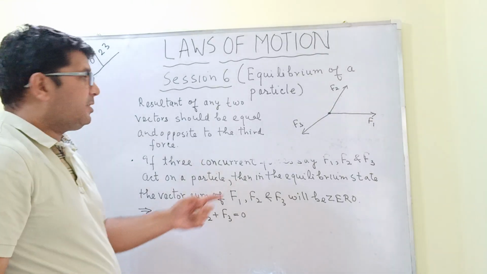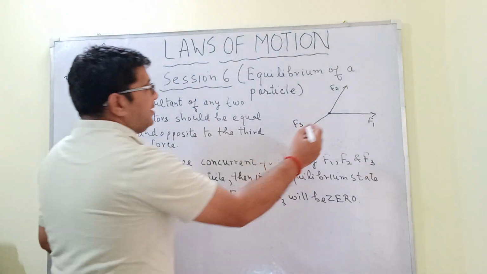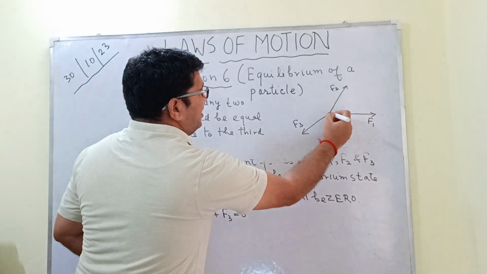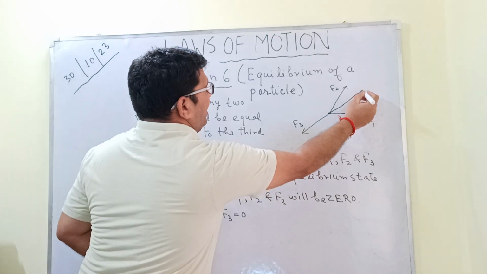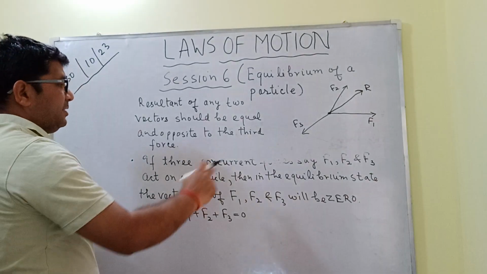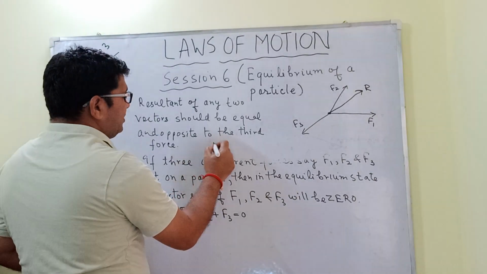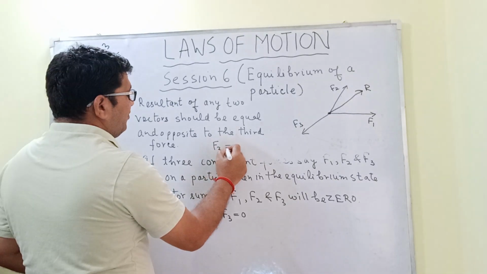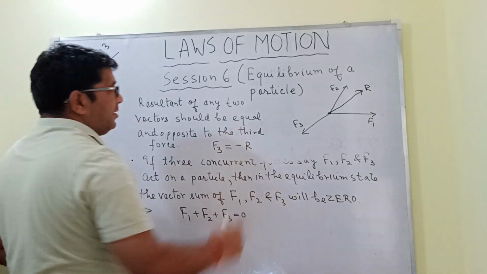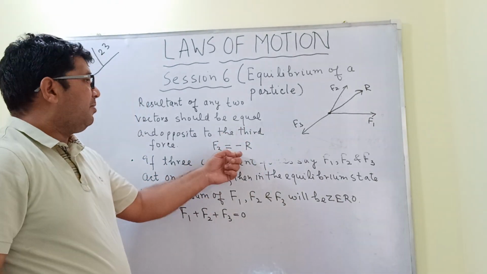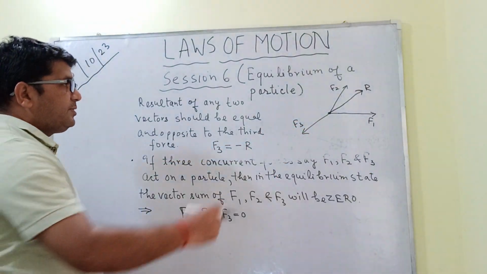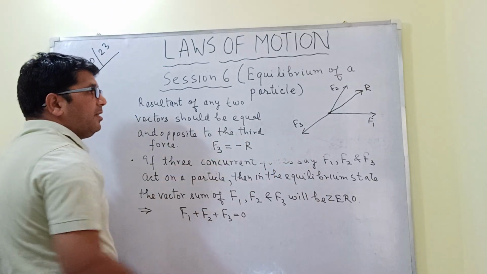ठीक है. That is, if I say that the resultant of these two forces, that is F1 and F2, is, let us say, I'm just denoting it by R. ठीक है. Then the third force, that is F3, will be equal to minus R. माइनस साइन मैंने इसलिए लगाया हुआ है because the direction of this resultant is opposite to F3.